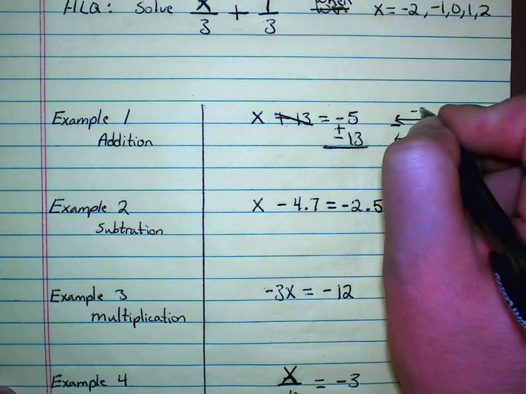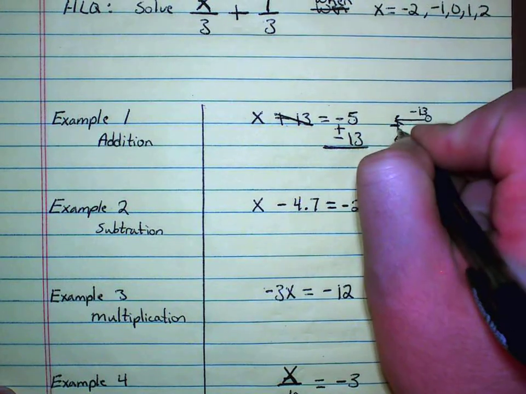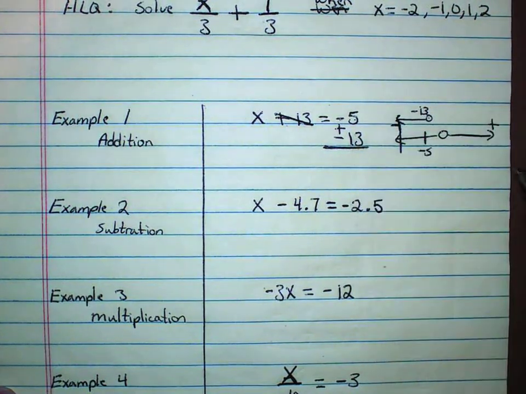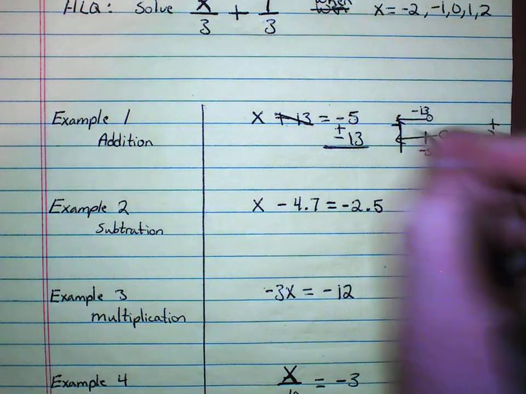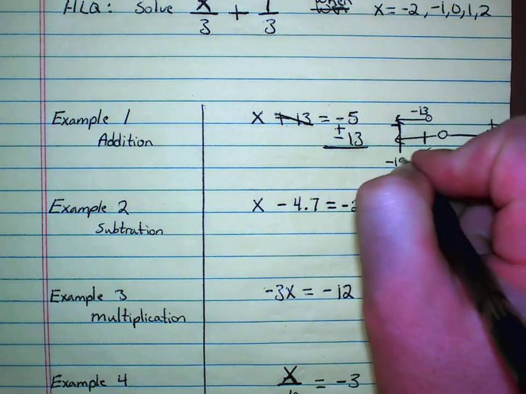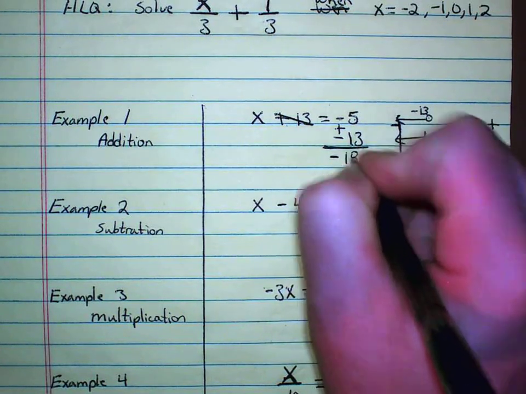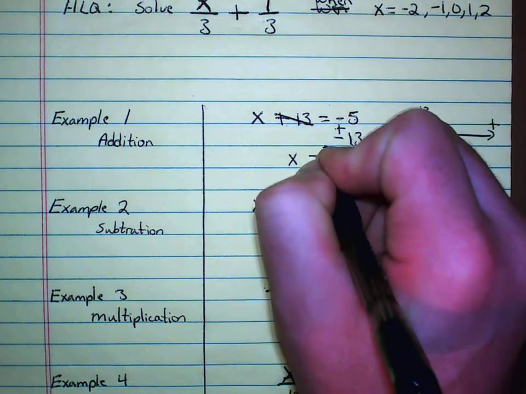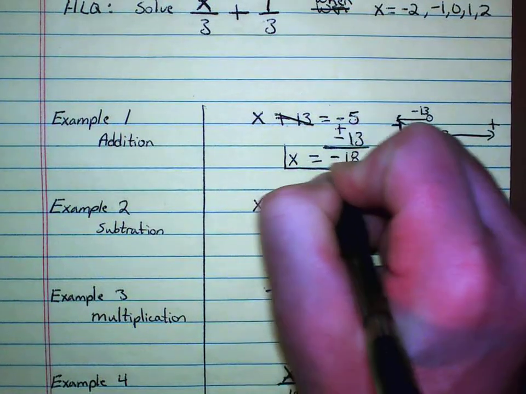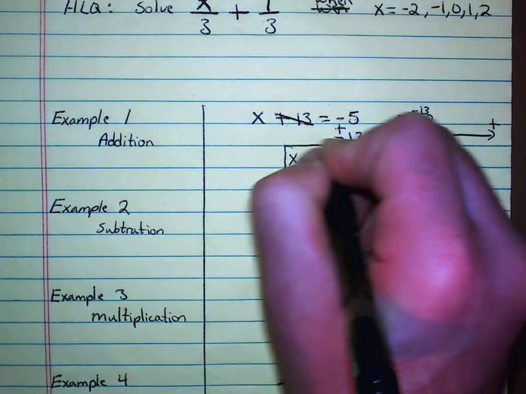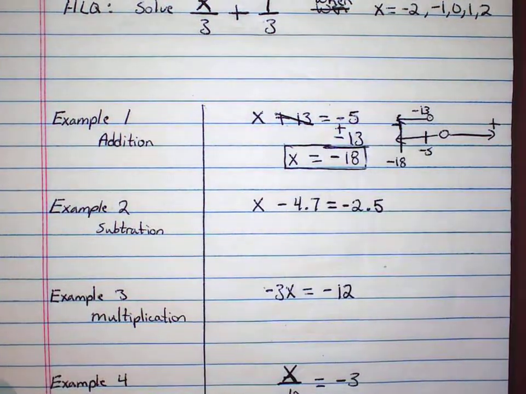another 13. Our answer is going to be farther down the negative line. In this case, it's going to be at negative 18. So our answer, x is equal to a negative 18. Okay.